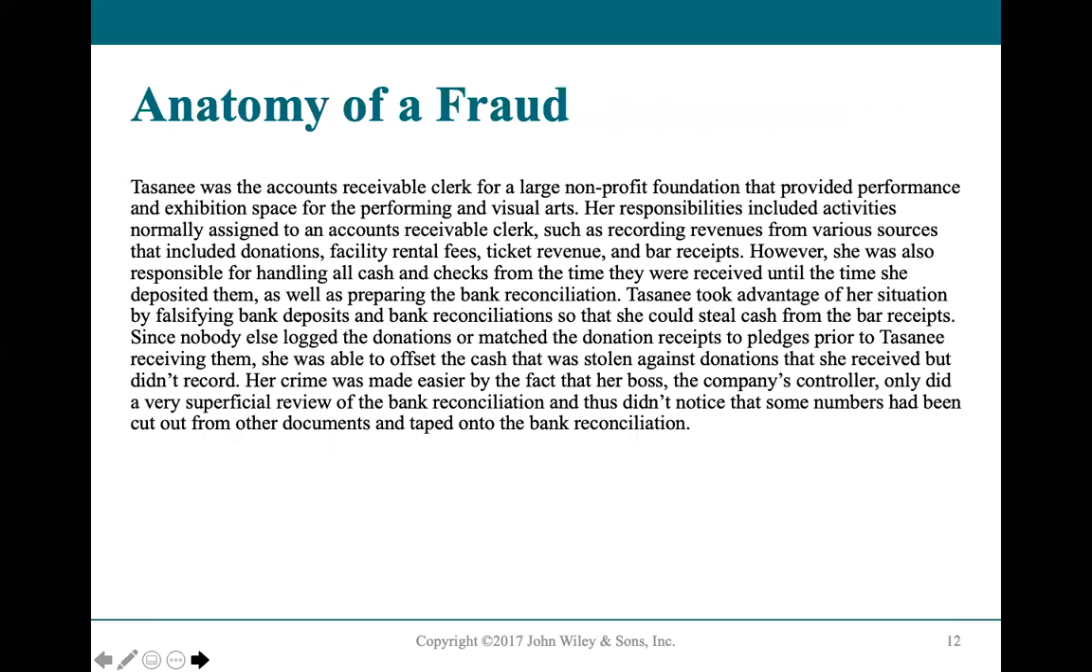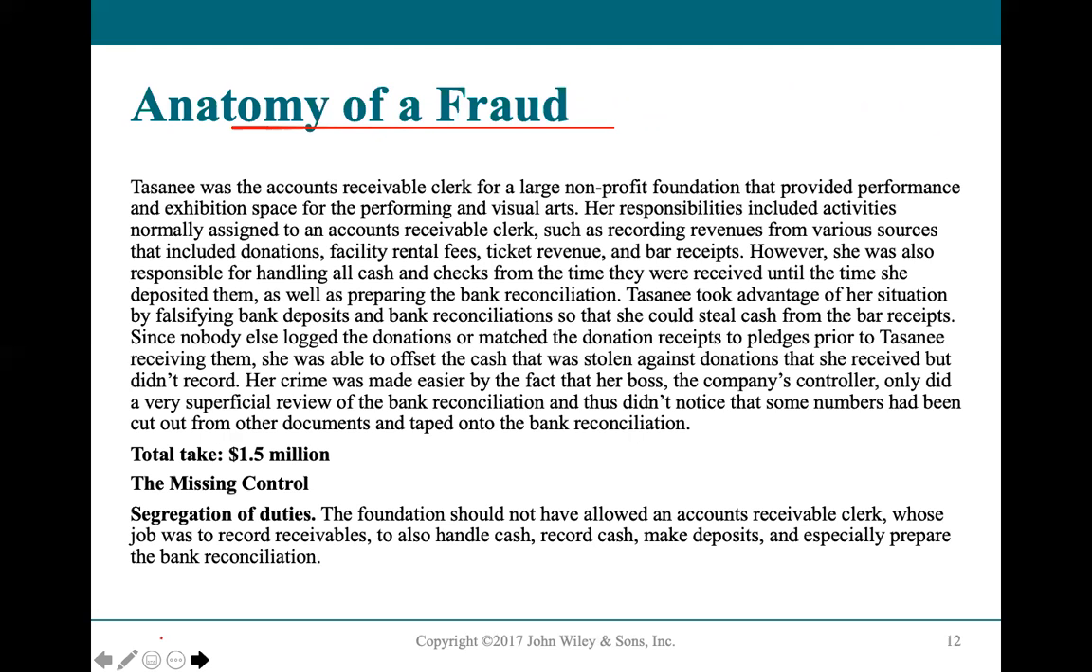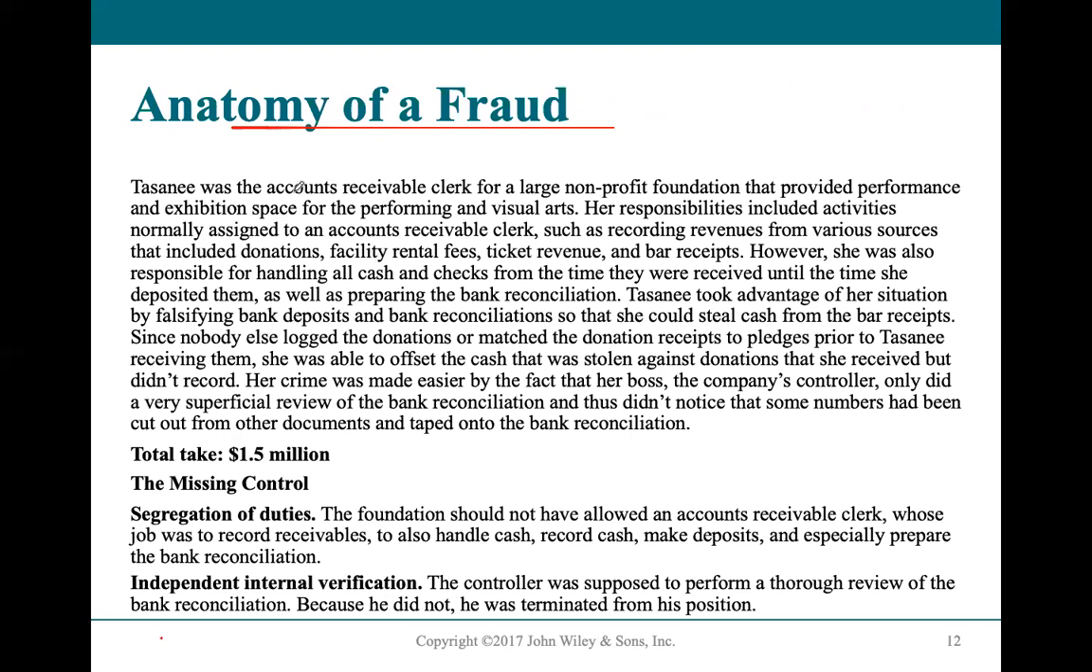I think you've been subject to enough fraud in the previous chapter, so I will go ahead and release you from that. But here you had a person who was an accounts receivable clerk for a nonprofit foundation who basically got away with $1.5 million of their money because this person was able to do too much, right? She was able to handle cash, record cash, make deposits, prepare bank reconciliations, and do receivables.